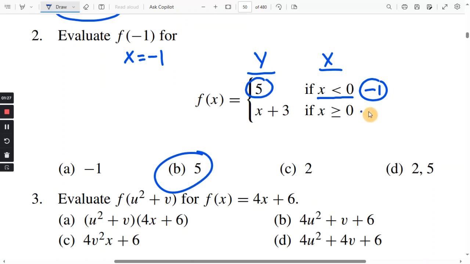Okay, you can't plug the negative 1 in this one, because this is for x is greater than or equal to 0. So this one does not apply. It's just 5.